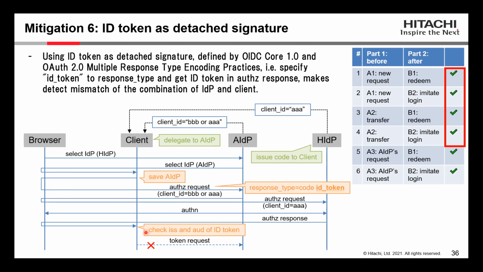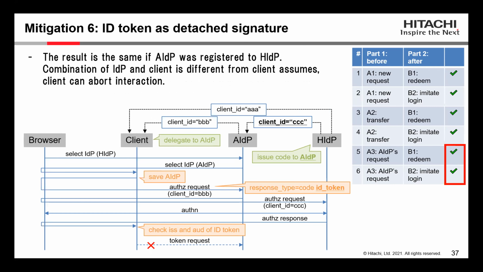Regarding patterns 1 to 4, the ISS claim represents HIDP, not AIDP, so the client can detect the attack. Regarding patterns 5 and 6, the client can detect the attack in the same way as patterns 1 to 4. This time, the client checks the AUD claim at this timing. And here, the AUD claim represents AIDP, not the client. So the client can detect the attack.